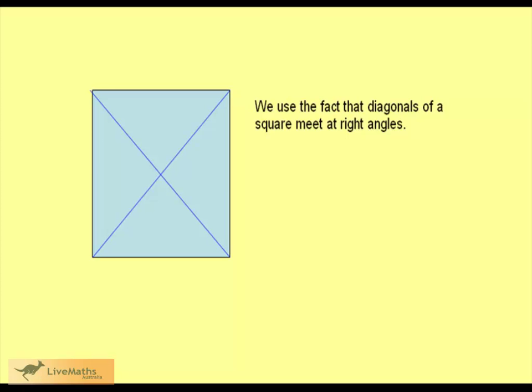We use the fact that diagonals of a square meet at right angles. We are only dealing with lines that slope this way, so they go across the diagonals in this direction, or this way, so they go across the diagonals in this direction. These would then meet at right angles.